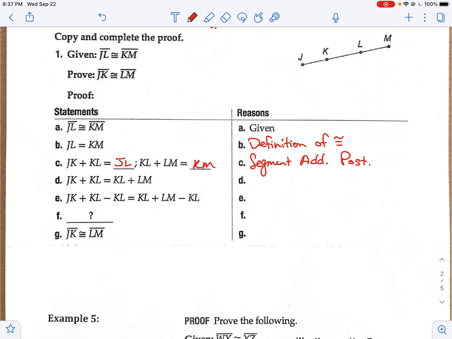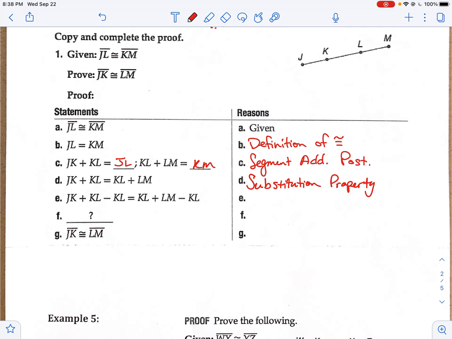Typically, I would like you to put a step somewhere in here, substituting JL for KM, because they're equal, but they didn't do that. So now you have JK plus KL equals KL plus LM by the substitution property. And I would encourage you to pause the video and try the last bit of the proof on your own. See if you can get that, and then unpause the video and check your work.